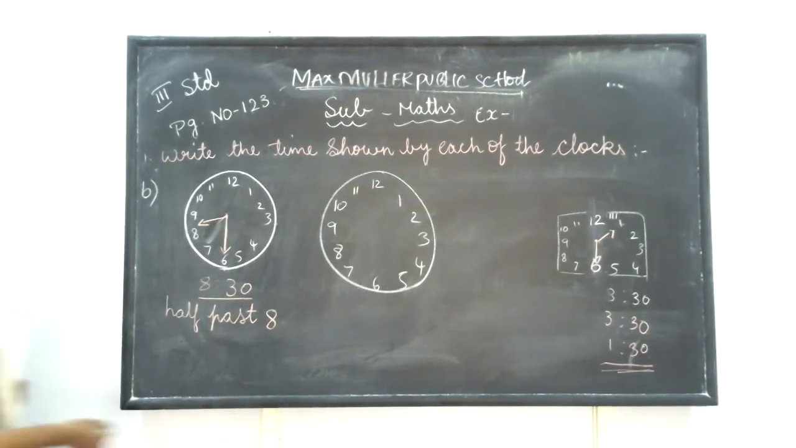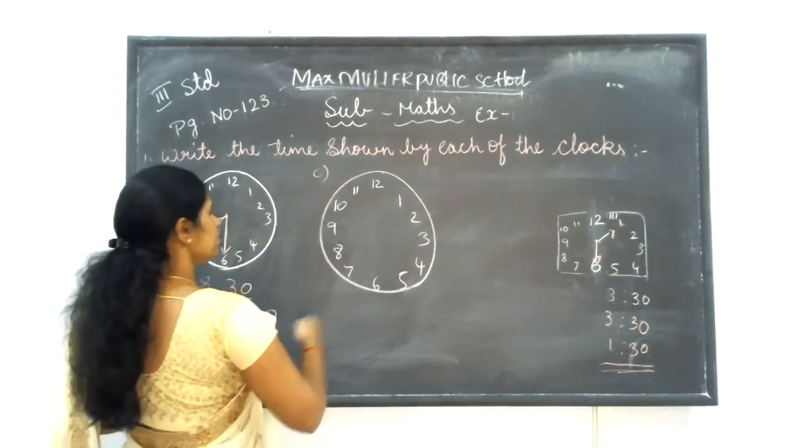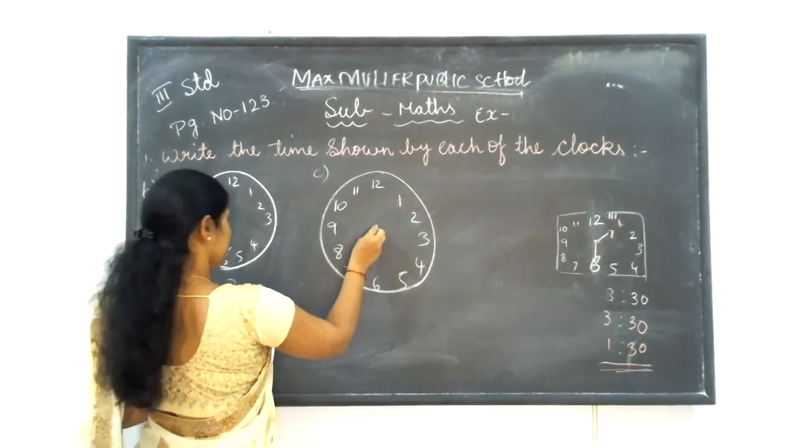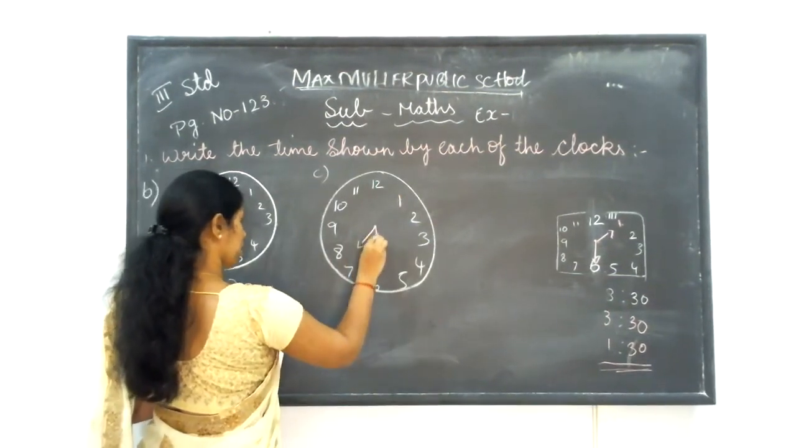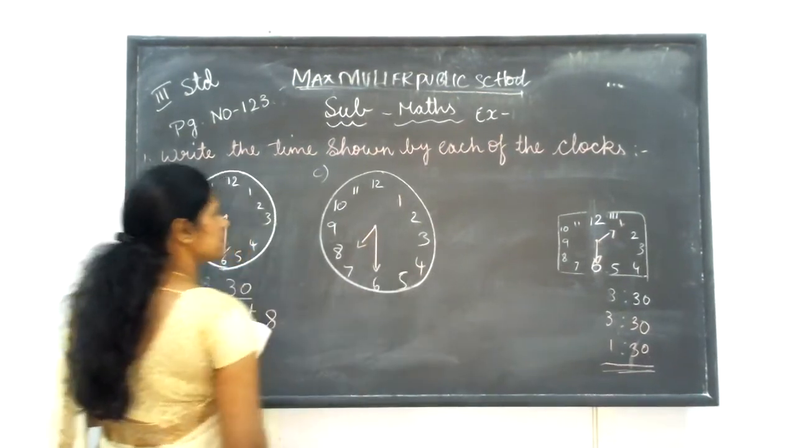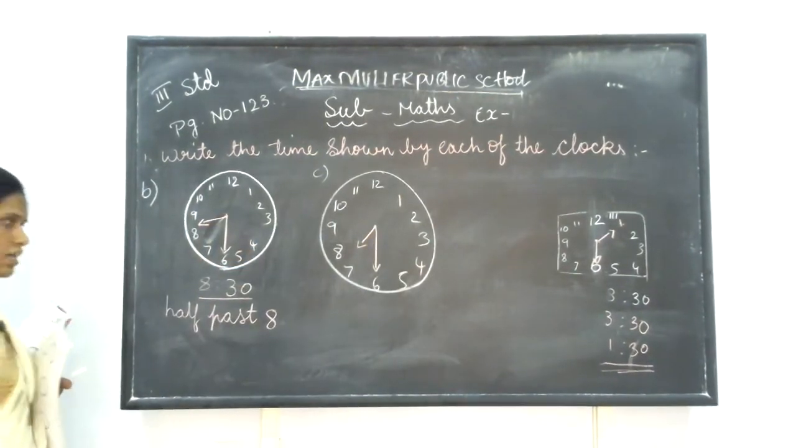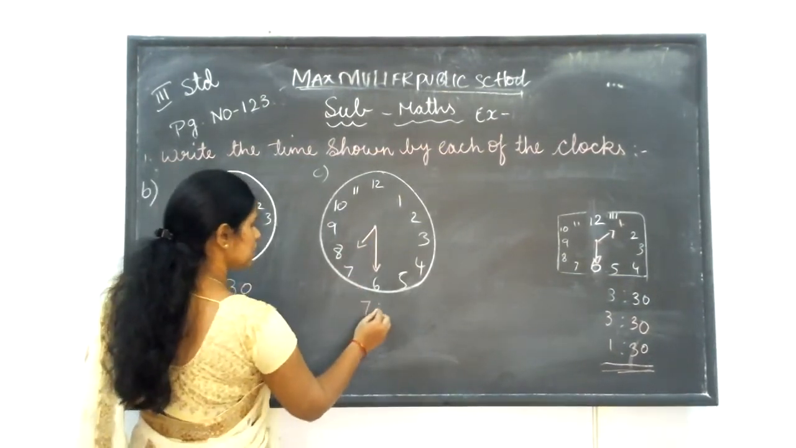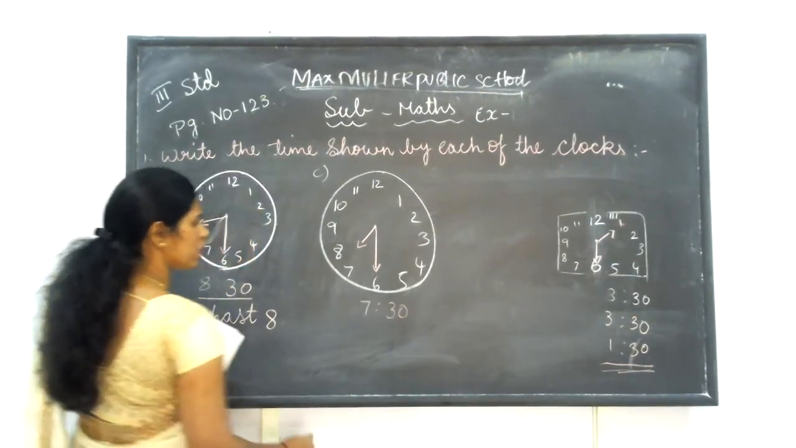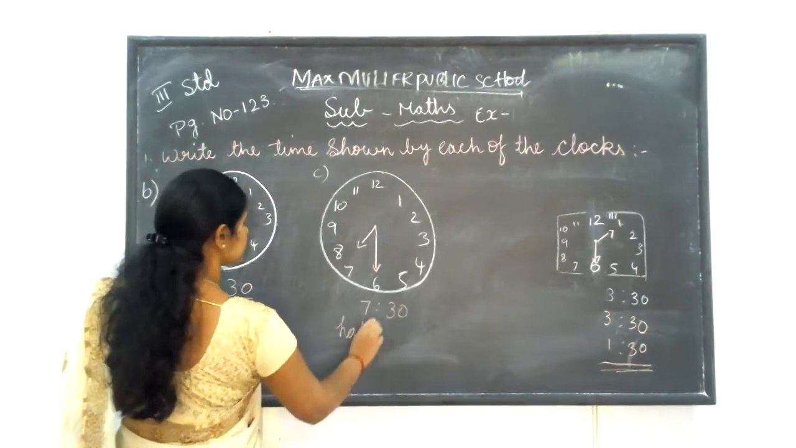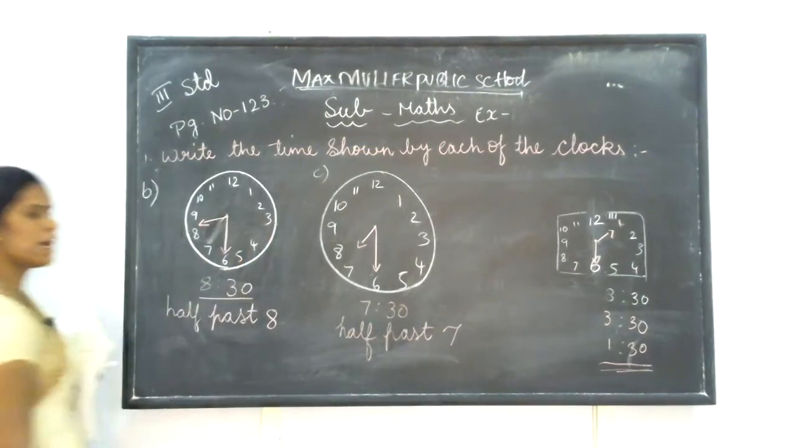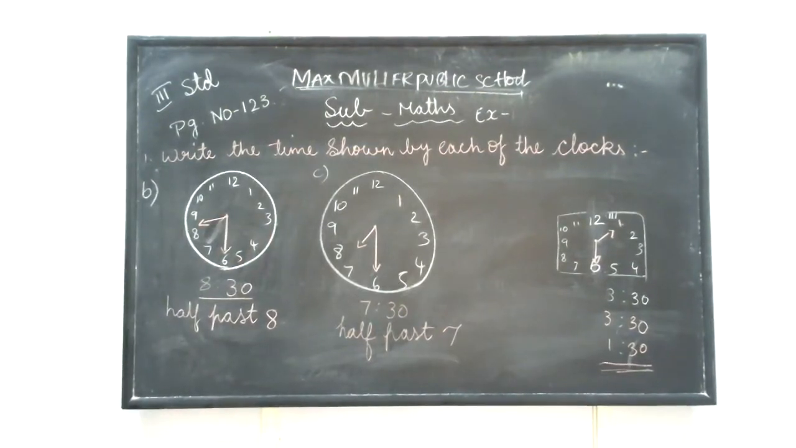Next, C1. So what is the time now? You can see 7:30, in between these two numbers. How will you write it in words? Half past 7. Half past 7.